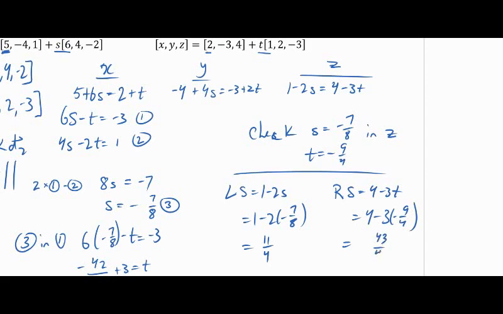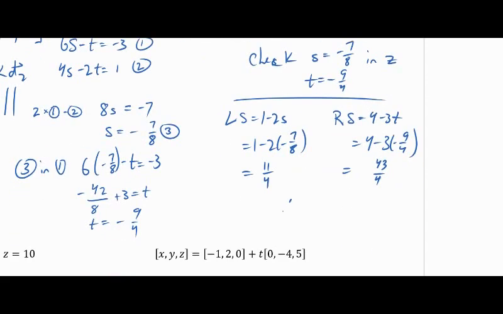So what does that mean? Left side does not equal right side. Therefore, no solution. The lines are skew.